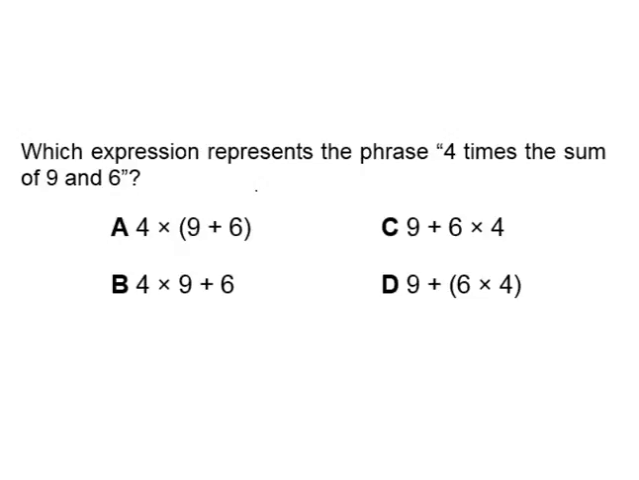Again, which expression represents the phrase 4 times the sum of 9 and 6? Answer choice A is 4 times, and then in parentheses we have 9 plus 6. B is 4 times 9 plus 6. C is 9 plus 6 times 4. D is 9 plus 6 times 4 in parentheses.